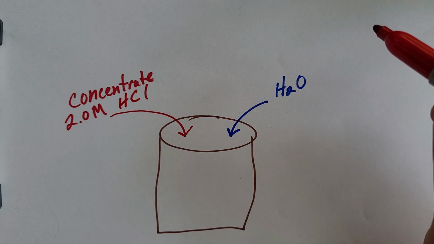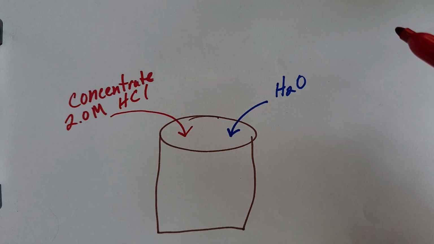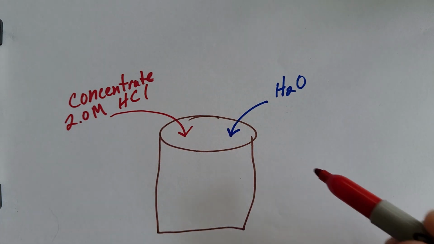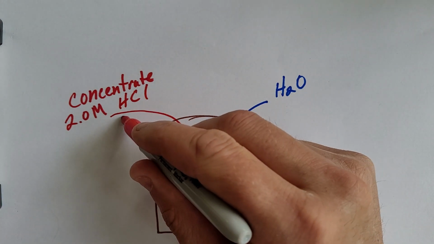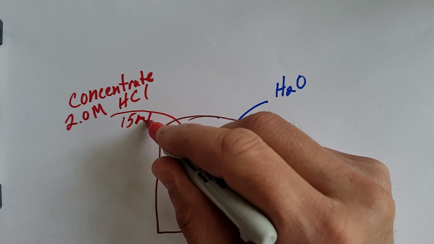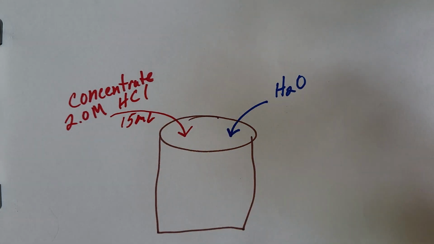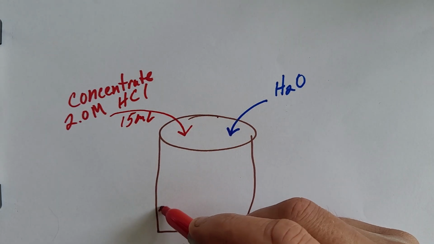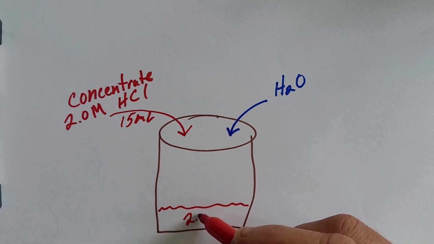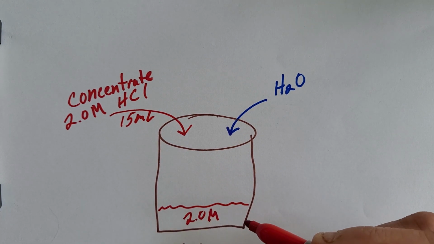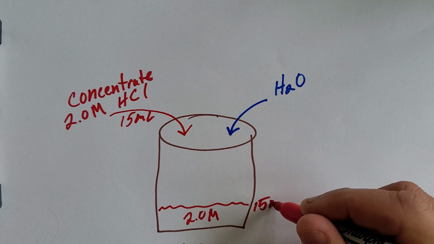And we need to know how many milliliters we're going to pour into that, because that's like the determining factor of what the dilution is going to be. So let's say we pour in 15 milliliters of this concentrated solution. Say we have now 2.0 M solution down there, and we have 15 milliliters of it.